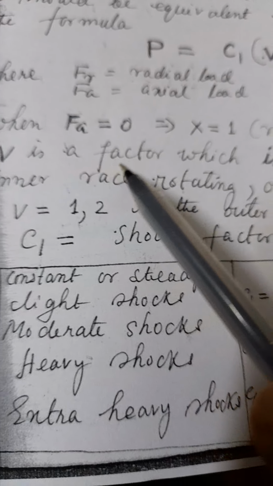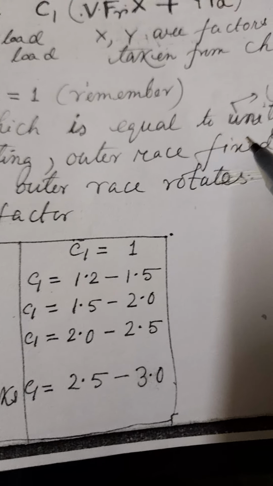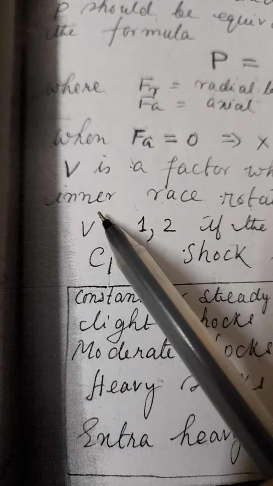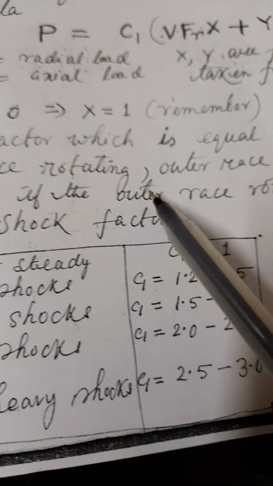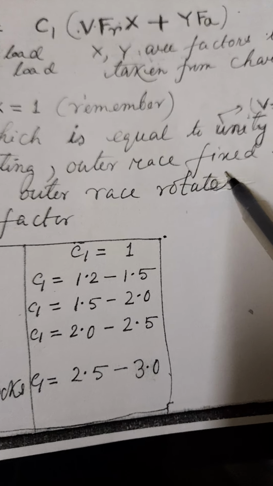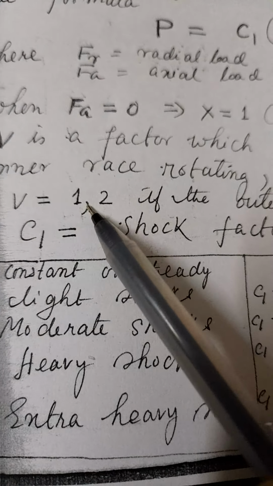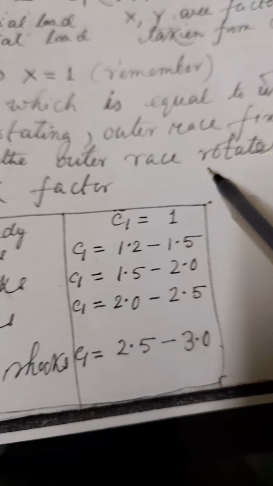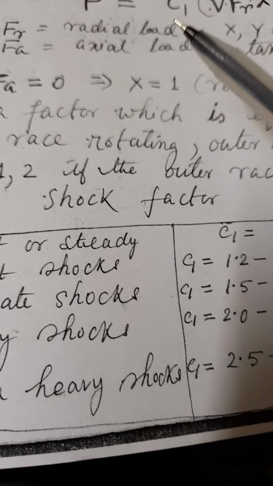V is a factor which is equal to 1, unity, for inner race rotating and outer race fixed. V is equal to 1.2 if the outer race rotates. C1 is equal to shock factor.